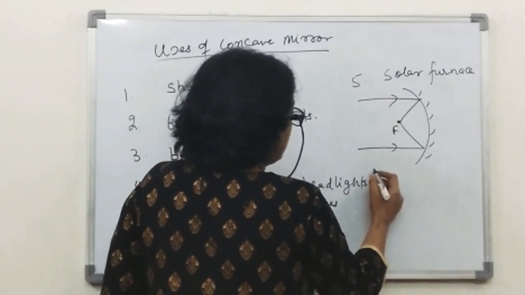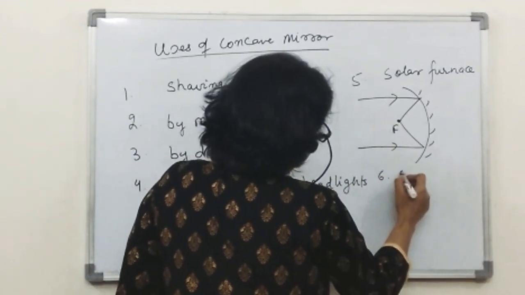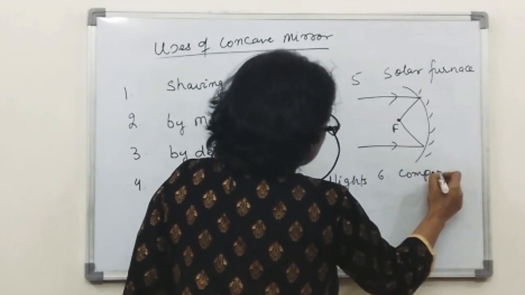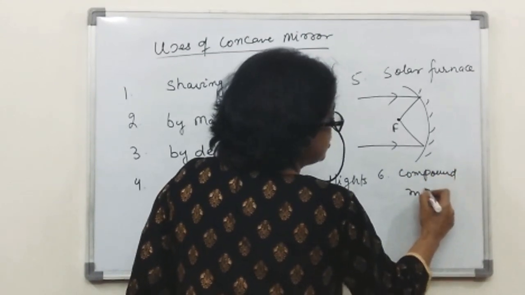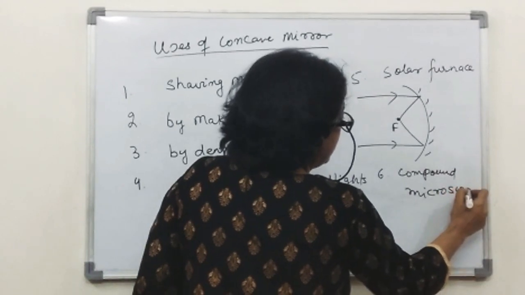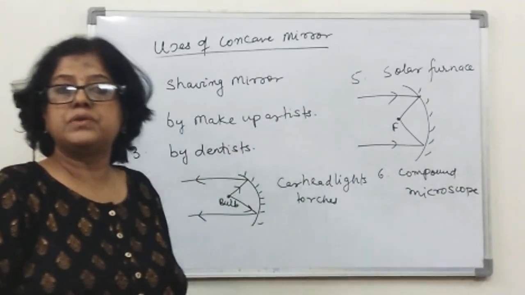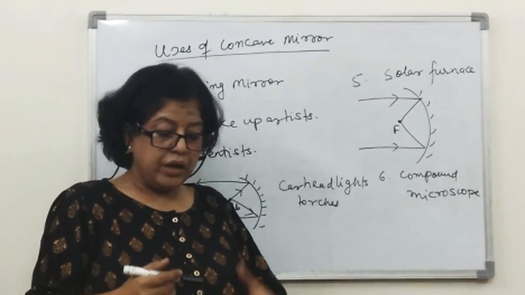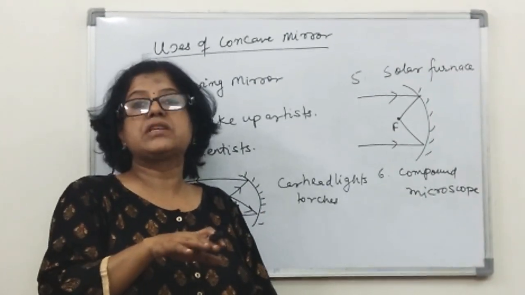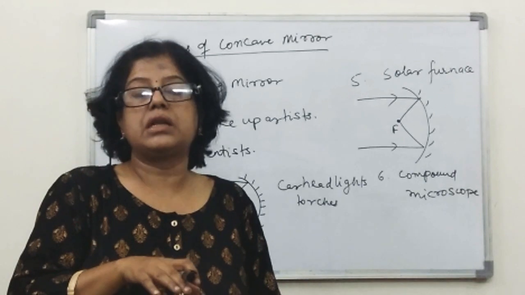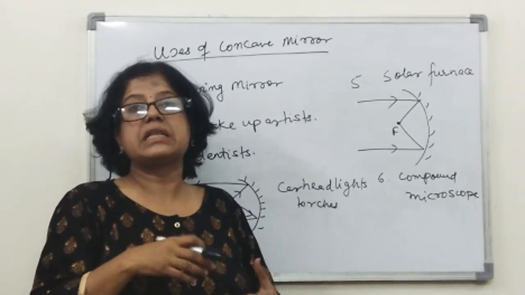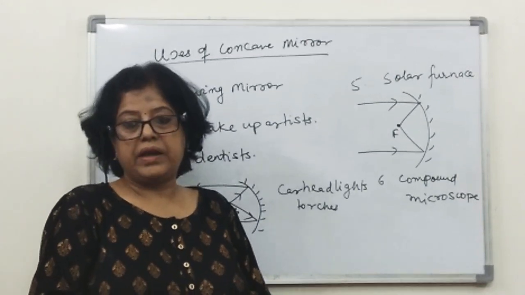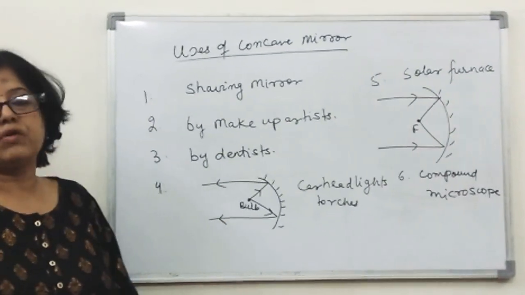Concave reflectors are also used, if you have seen, in compound microscopes. You all have used a compound microscope. You must have seen it in biolabs. There's a concave mirror placed below the place where we keep the slide, so that we can focus the light onto the slide so that the slide gets lighted up. Right? So these are the various uses of concave mirror.